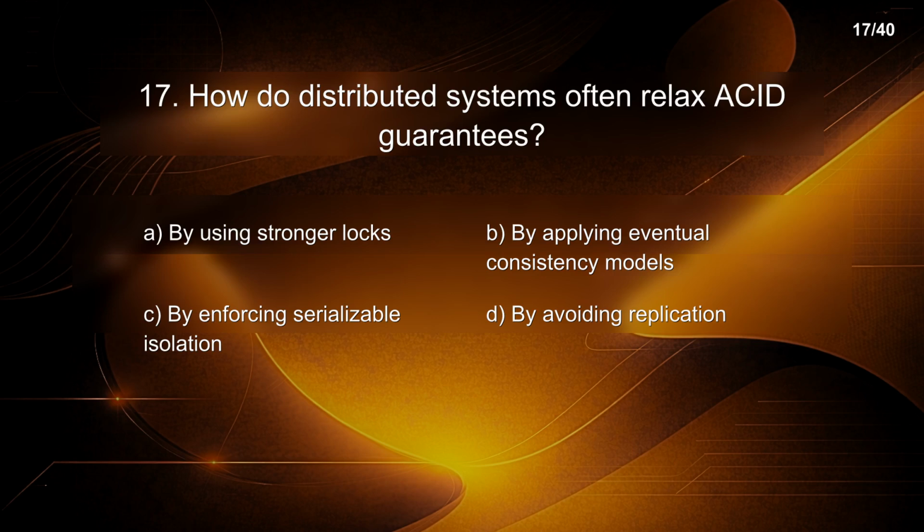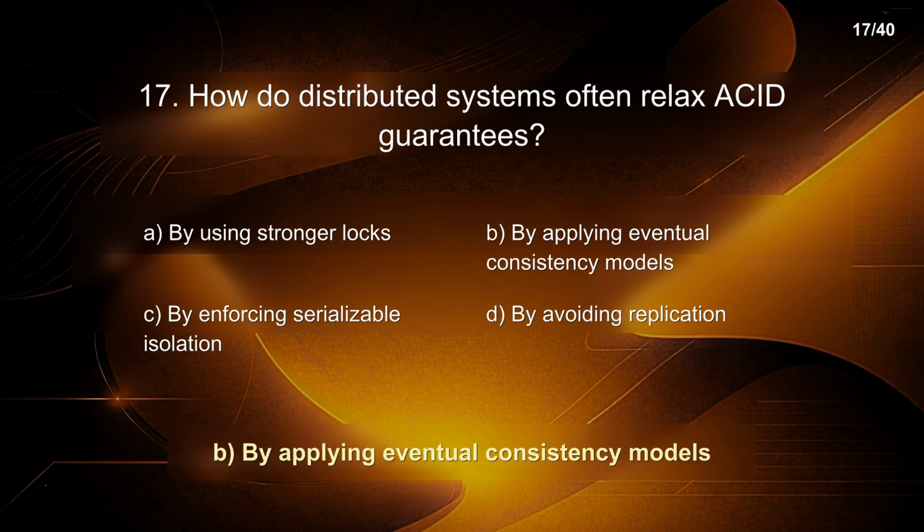17th question. How do distributed systems often relax ACID guarantees? A. By using stronger locks. B. By applying eventual consistency models. C. By enforcing serializable isolation. D. By avoiding replication. Correct answer is B. By applying eventual consistency models.